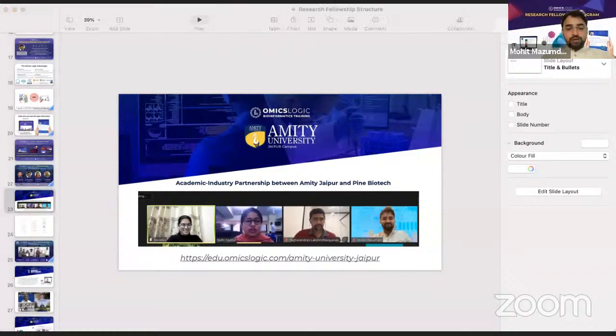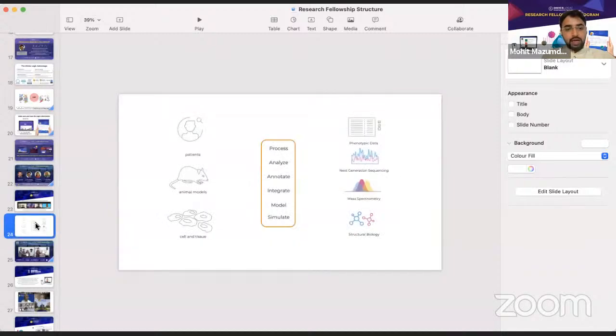So we recently collaborated with Amity University Jaipur, and somehow I'm not being able to share the full screen. And we discussed different multi-omics courses and integration of our programs into their internships. So students will be joining from Amity University Jaipur today. Over 130 people joined, and we discussed the entire research fellowship program and development of projects in groups.